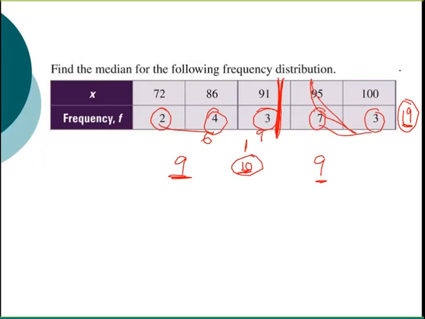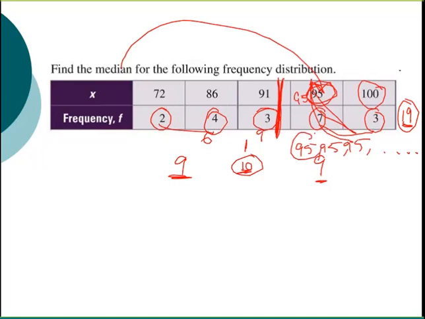Okay, so 7 and 3 gives me 10. So that means my 9th number is actually one of these 95s, and then there's 9 more numbers after that. Okay, so that means my median is 95. Basically, if I wrote them out, I'd have 95, 95, 95, 7 different times, and then I'd have 3 100s after that.